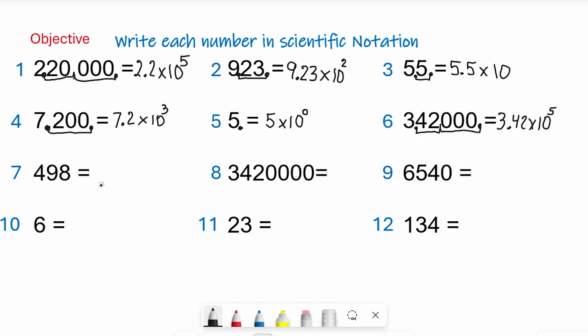Okay, the next one, number 7. We don't see the decimal point. The decimal point should be always at the end. And that means that I have to move this decimal point back only 2 units. Okay, so the answer should be 4.98, and that will be times 10 to the second power. And that will be the answer.